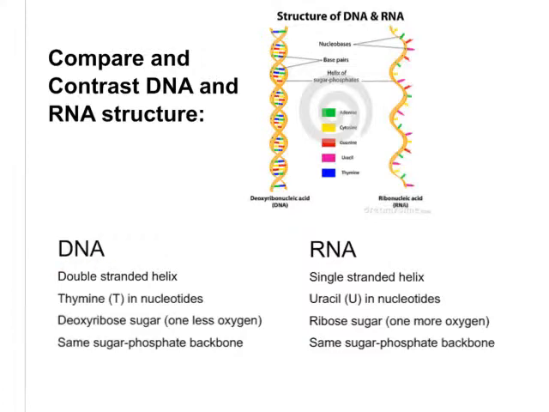In DNA, a deoxyribose sugar is the sugar that's used, and that has one less oxygen than the ribose. In RNA, the sugar in the backbone is a ribose sugar, which has one more oxygen than the deoxyribose. DNA and RNA both have the same sugar phosphate pattern in their backbone. Obviously, the backbone itself is a little bit different because the sugars are different, but they both have the same pattern in their backbone: sugar, phosphate, sugar, phosphate. So those are the main differences between these two molecules.